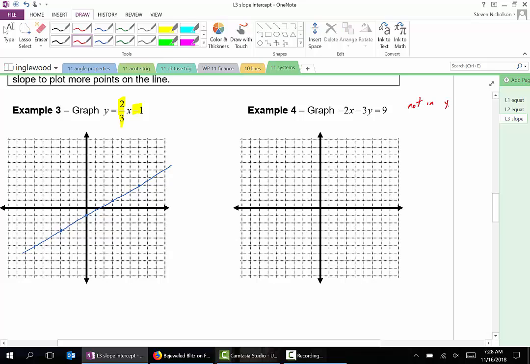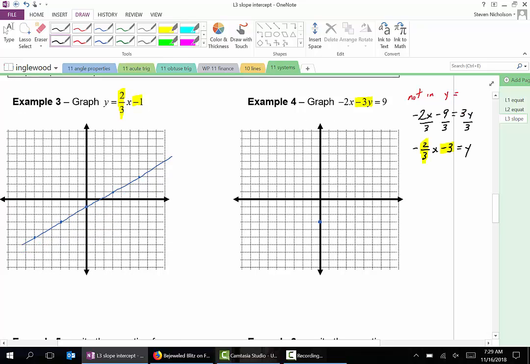Example number 4 is a little bit trickier because what I want you to notice is it's not in y equals form. And in order to read off the slope and the y-intercept, it has to be in y equals, not this. So we need to isolate y. And again, I have a rule of thumb. If the y stuff is positive, it stays where it is. And if the y stuff is negative, I move it.